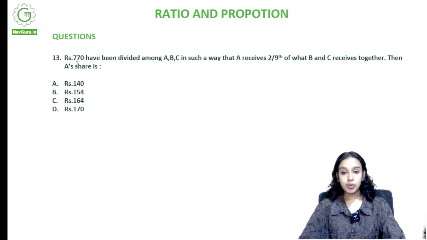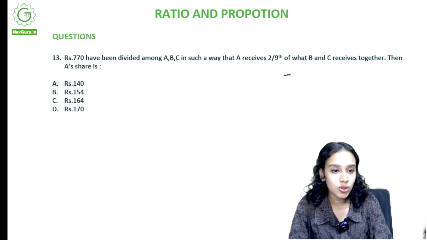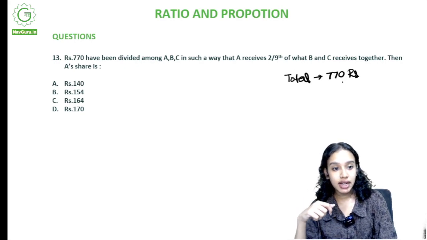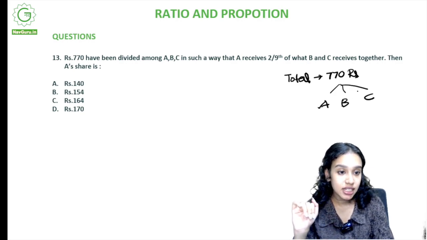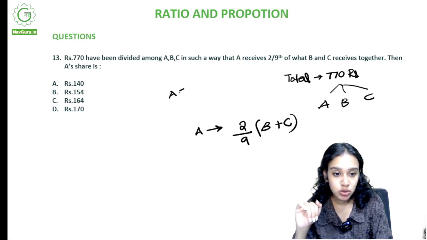Now, rupees 770 has been divided among A, B, C in such a way that A receives 2 by 9th of what B and C receive together. Then A's share is. So this is a very fun question, right? We have in total 770 rupees. Now this is divided amongst 3 people, A, B and C. The amount that A is receiving is 2 by 9th the amount of what B and C are getting in total. That means A is equal to 2 by 9 (B plus C).